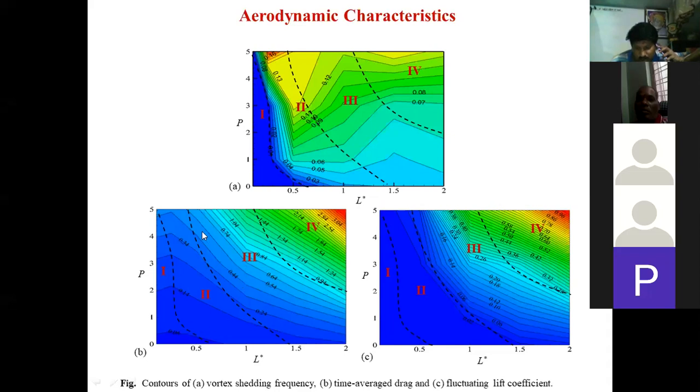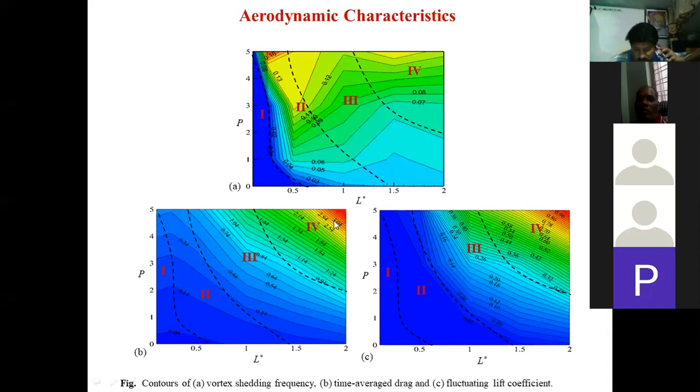And this figure B, this is the time average drag coefficient. What is the effect on the drag force acting on the cylinder? As you can see here, when the cylinder is near to the wall, the drag force acting on the obstacle is very less. But as we move the cylinder in the far region and we increase the nonlinearity, the average drag is more in this region 4.